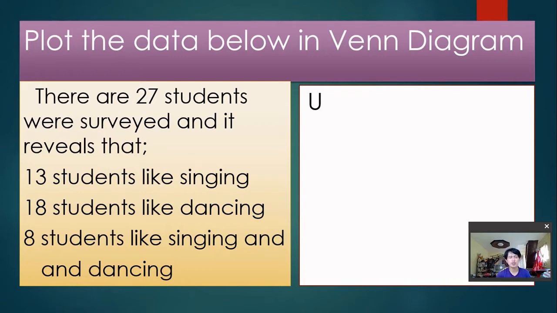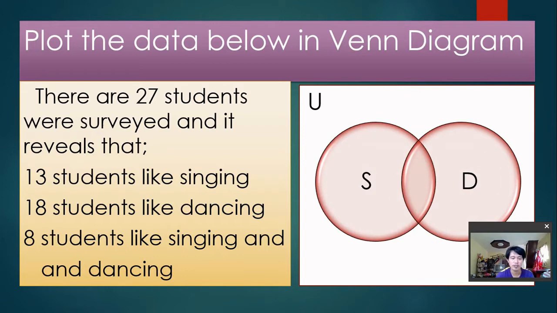Afterwards, try to assess your problem. How many skills are given? We have number 1, singing, number 2, dancing. Is there any other skill mentioned in the problem? There's none. So therefore, you need to have 2 circles, 2 sets only, because only singing and dancing were mentioned in the problem. Now, you'll be having S for singing and D for dancing.